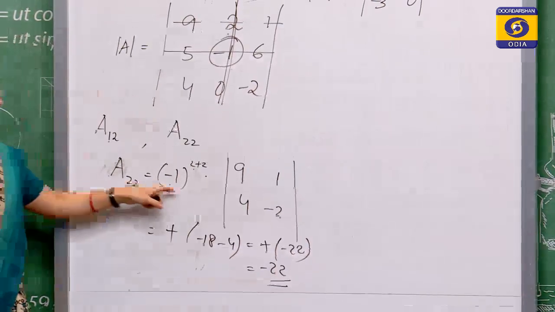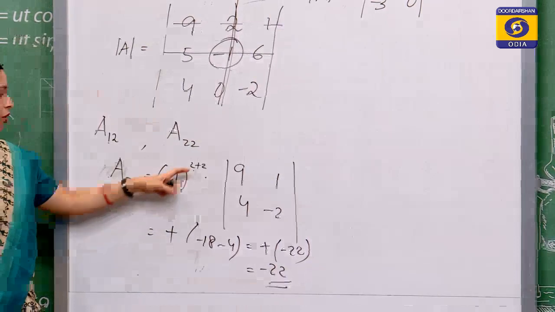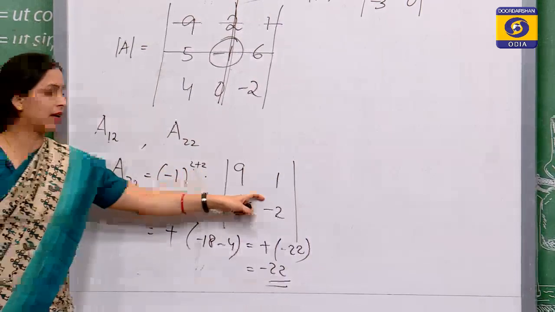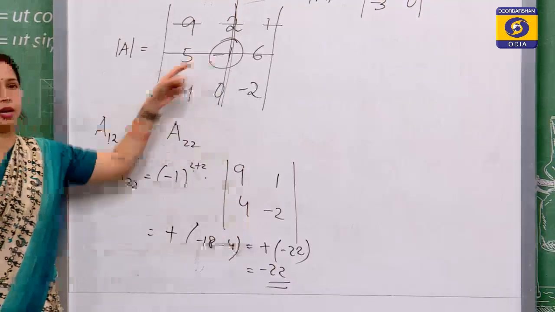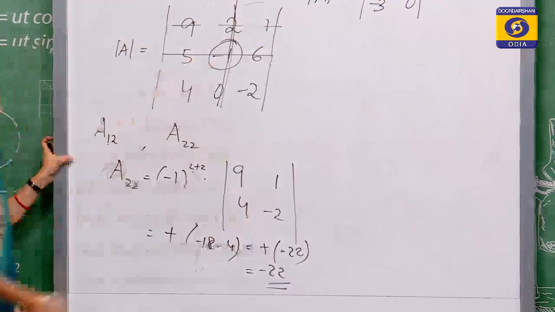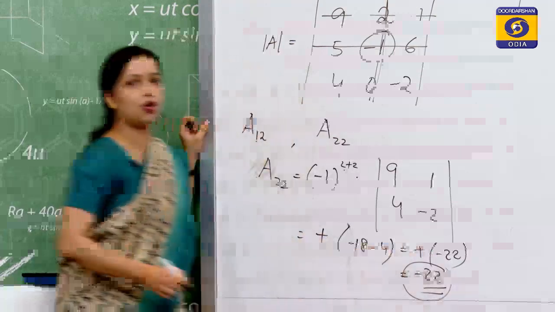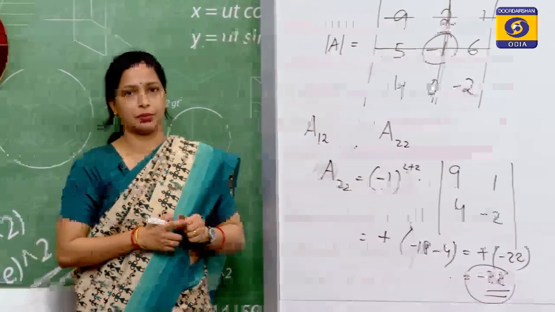So, here we have directly used the formula, that is minus 1 to the power i plus j and the minor, the second order determinant that we have got using the element into consideration, right. So, this is how we find out the cofactors of order 3 determinants, right.